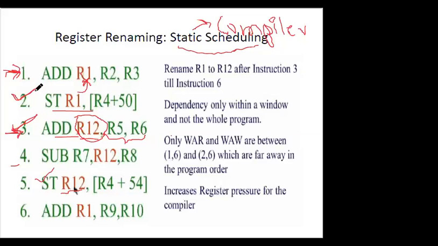Now 3 is no longer dependent on 1 or 2, and 4 is no longer dependent on 1 or 2. Now only 2 is dependent on 1, but 3, 4 and 5 are dependent on 3, and they can be carried out in sequence. And 6 is dependent only through WAR and WAW between 1 and 6 and 2 and 6, which are far away in the program order. So 1 and 6 has WAW, and 2 and 6 has WAR and WAW.